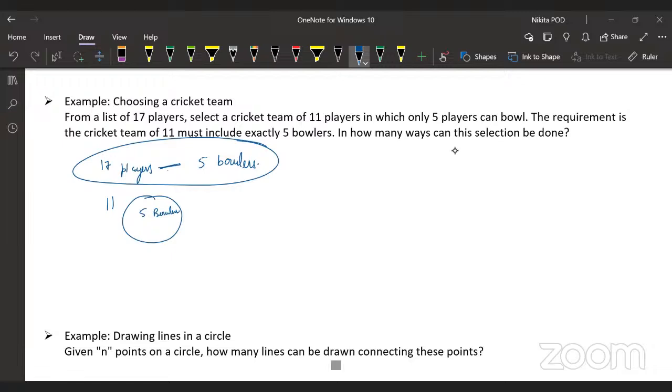From a list of 17 players, select a cricket team of 11 players, and in this list of 17 players, only 5 players can bowl. It's not written very properly. So what I'm trying to say is that out of the 17 players, there are 5 bowlers. And the 11-player team that you have to form, the requirement is that there are 5 bowlers. So how many ways can you do this?